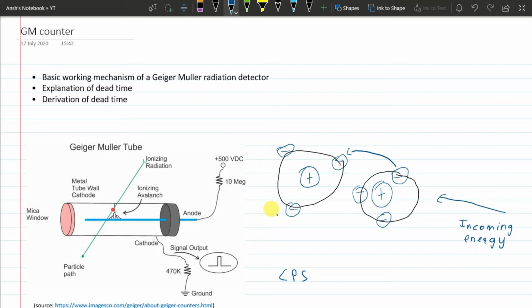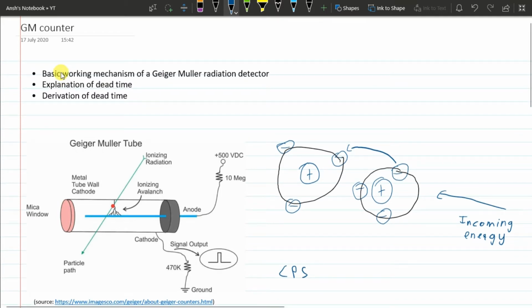Today in this video I'll be talking about a GM counter or a Geiger-Müller counter. What I'll cover in this video are these points. I'll cover the basic working mechanism of a Geiger-Müller detector. I'll explain what dead time is in a Geiger-Müller detector, and I'll also derive the expression for dead time of the Geiger-Müller detector. So first, let's start with the working and the construction of a Geiger-Müller detector.